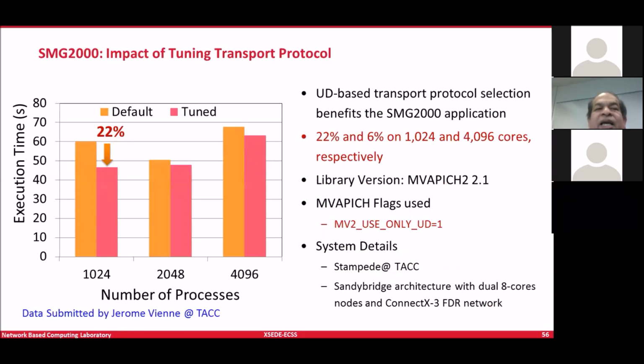Then this is SMG2000. I talked earlier about the impact of transport protocols like RC and UD. This study was done by Jerome from TACC. Here you can see that instead of using the default, which is the RC protocol, if you use the UD protocol with the particular flag MV2_USE_ONLY_UD, you can see almost a 22% benefit in a 1,000 core run of SMG2000.